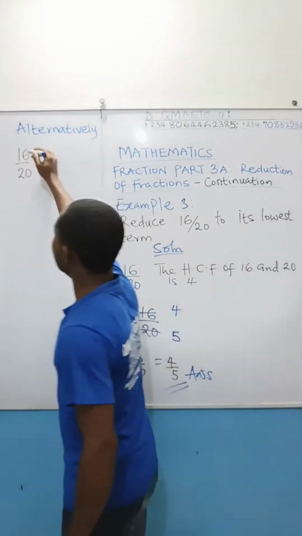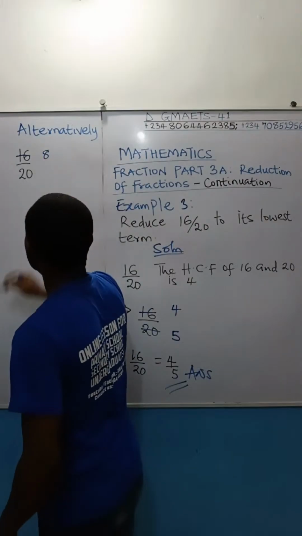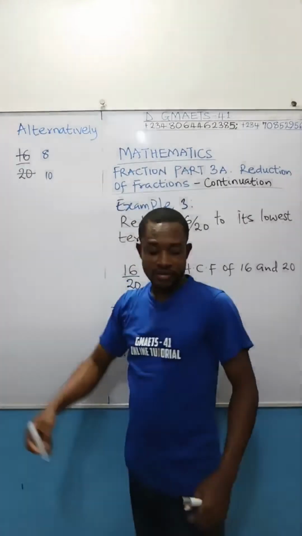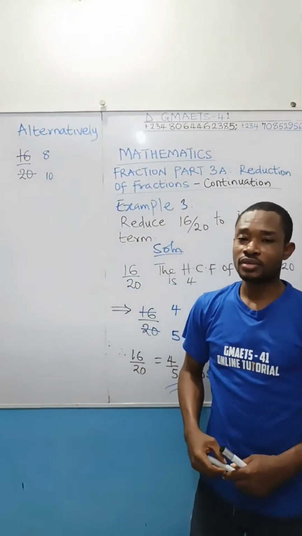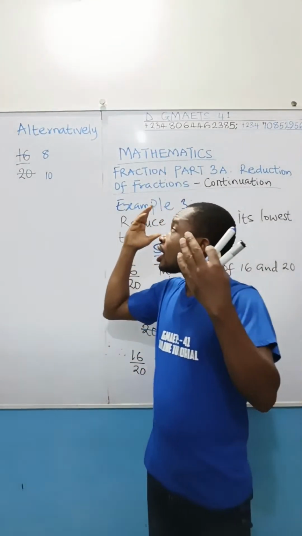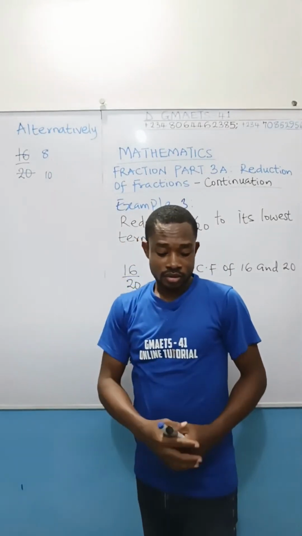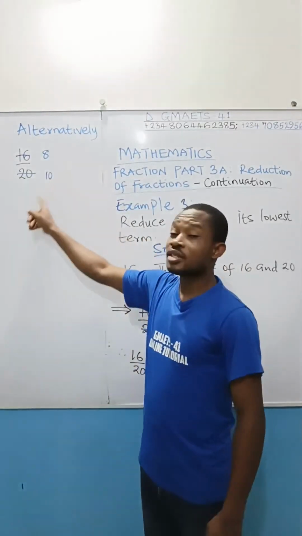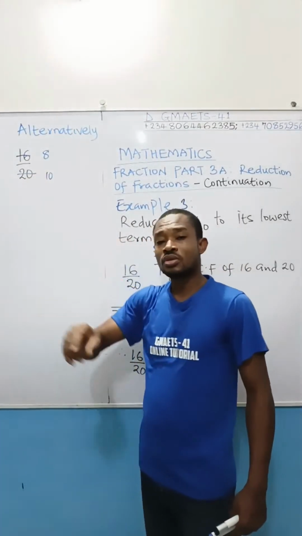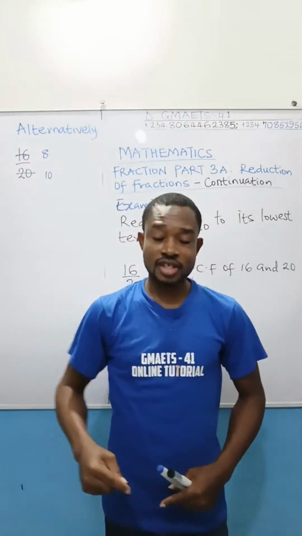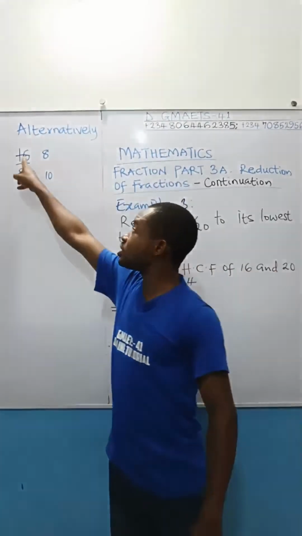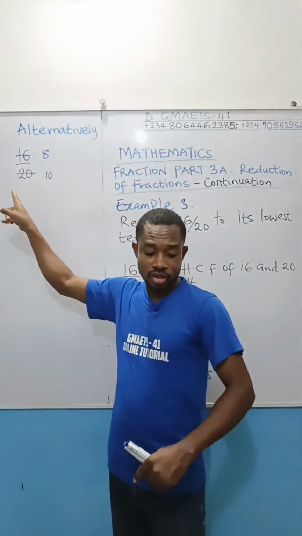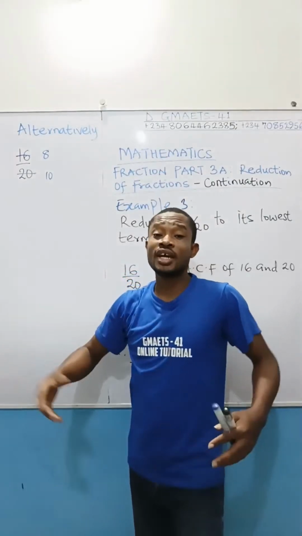If 2 divides 16, you are going to get 8. And 2 can divide 20, you get 10. Remember, 20 ends with the digit 0, so 2 can divide it. So how did I know that the answer is going to be 8 and 10? I used 2 to reduce. So you'll be dealing with 2 times table. 2 times 8 will give you 16, so 16 divided by 2 is equal to 8. 2 times 10 will give you 20, so 20 divided by 2 will give you 10.